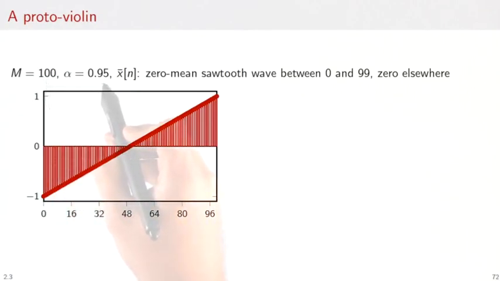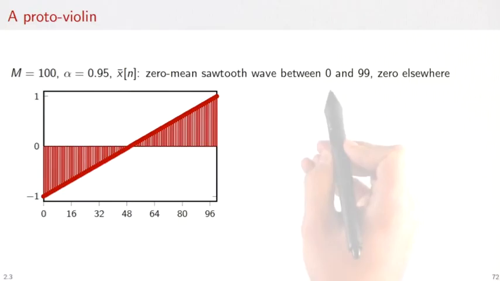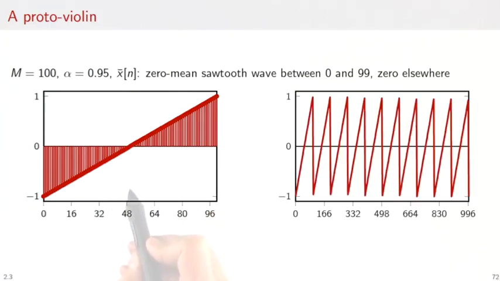M is equal to 100 again, alpha is equal to 0.95, x[n] is 1 period of a zero mean triangular wave. Sure enough, if we put this into our recursive loop, it will generate a sequence of triangular waves that slowly decay with 0.95 to the power of the number of periods. Let us now listen to this sawtooth wave with the decay given by 0.95 to the power of the number of periods.